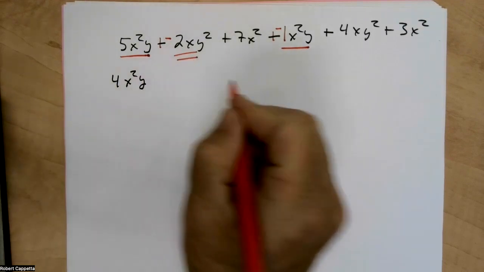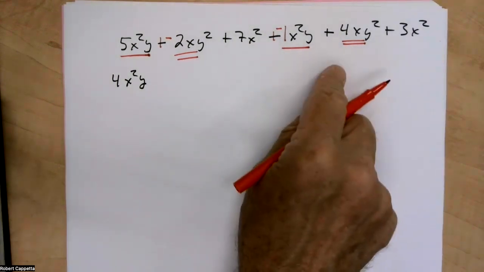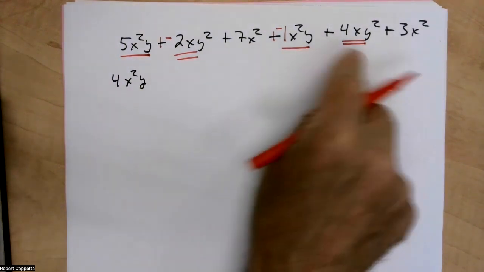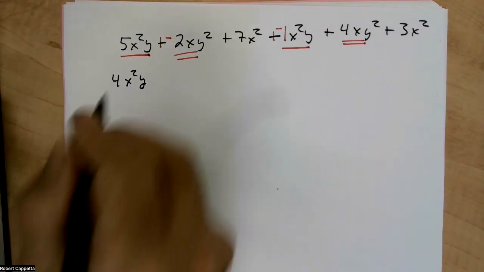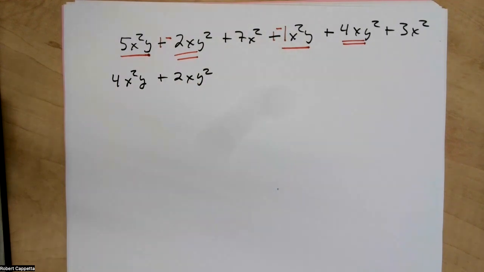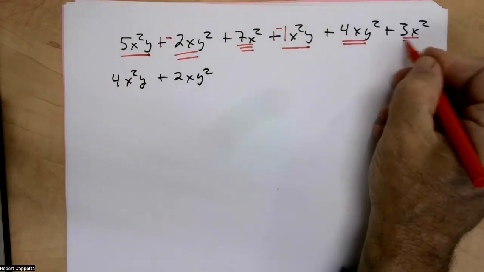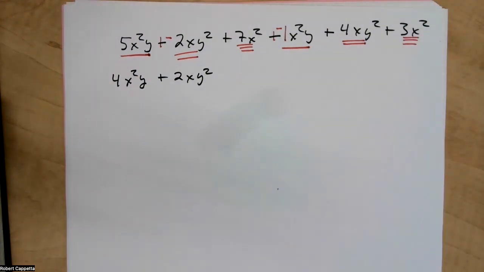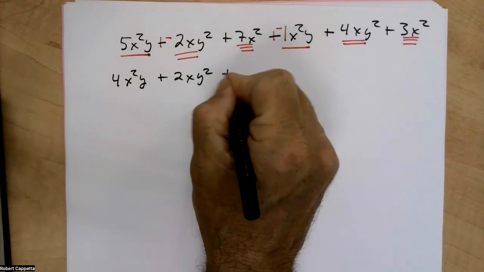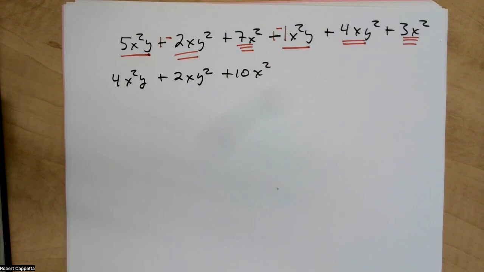Now let's look for the xy squared terms. There's negative 2xy squared and positive 4xy squared. Like terms, same letters, same powers. 4 plus negative 2, 2xy squared. And then we have our x squared terms. There's a 7x squared and there's a 3x squared. Add those together. And what do we get? 7x squared plus 3x squared is going to give me 10x squared. So we look for like terms and we add them together.